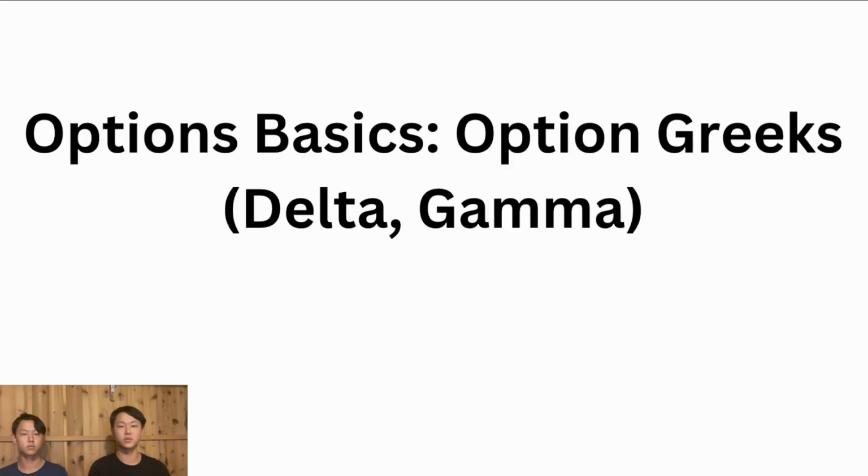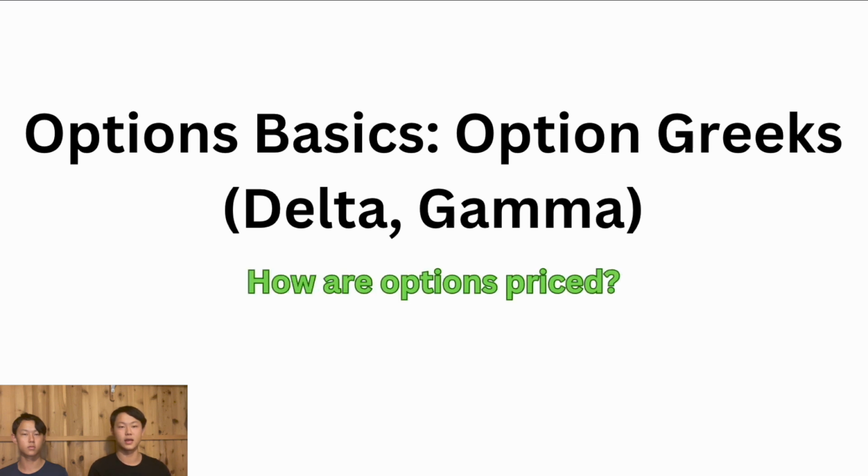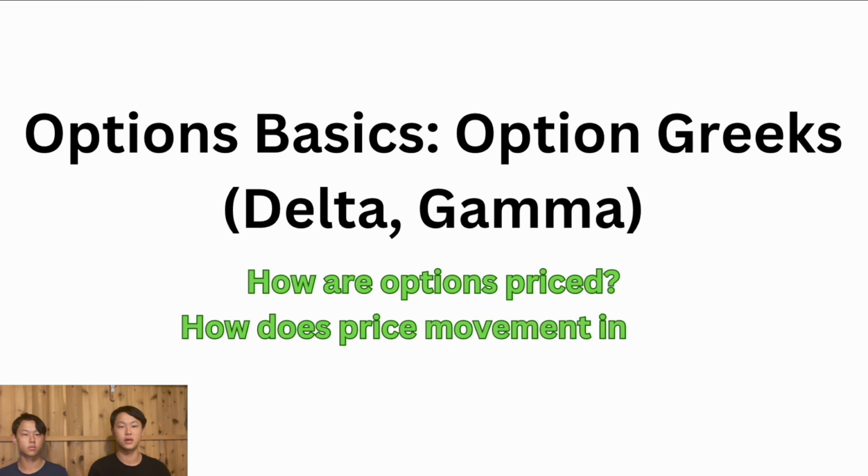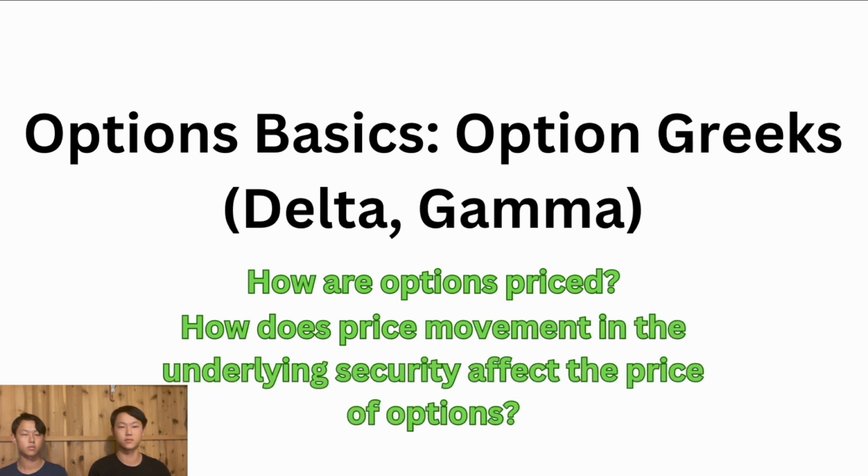In today's video, we'll talk about option Greeks, mainly delta and gamma. We'll discuss how options are priced and how price movement in the underlying security can affect an option's price.